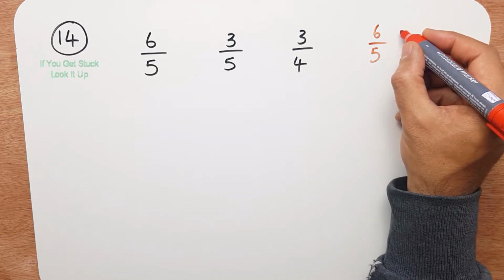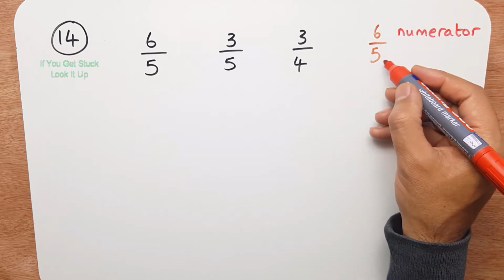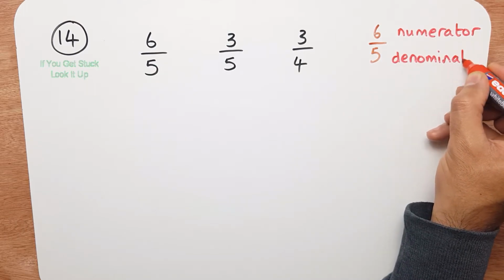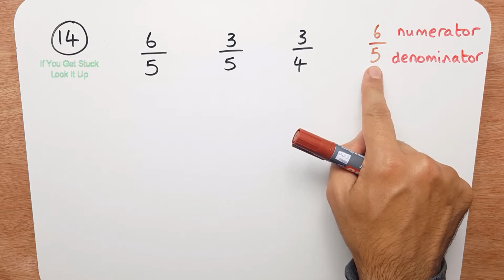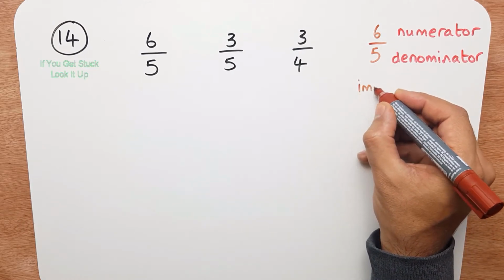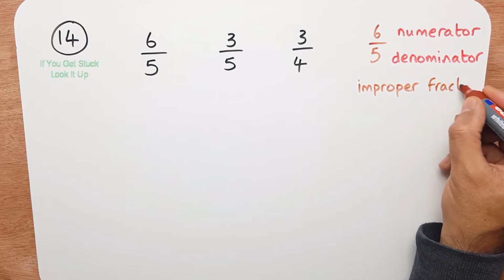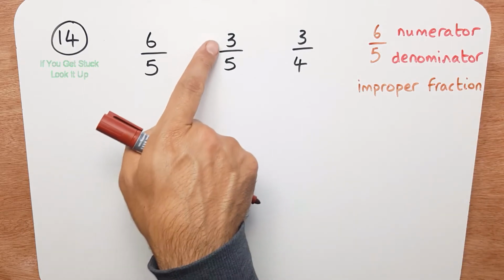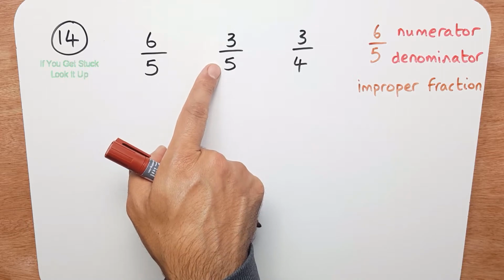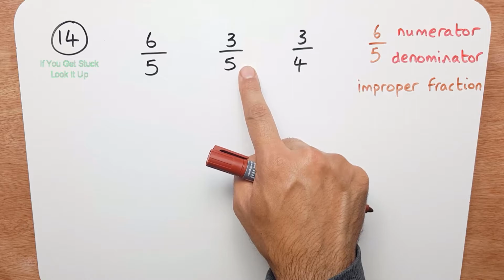and the top part is called a numerator, and the bottom part is called a denominator. Now, if you have this type of fraction, it's called an improper fraction. And with these two fractions, because the numerator is smaller than the denominator, the top number is smaller than the bottom number, this is called a proper fraction.